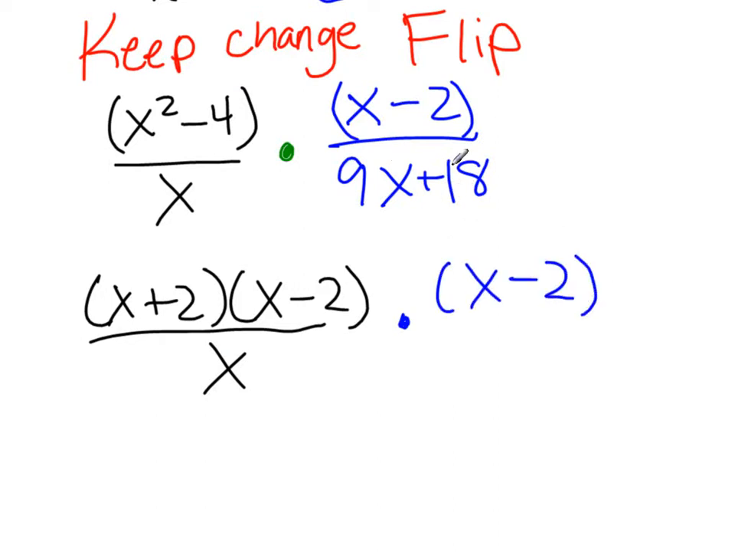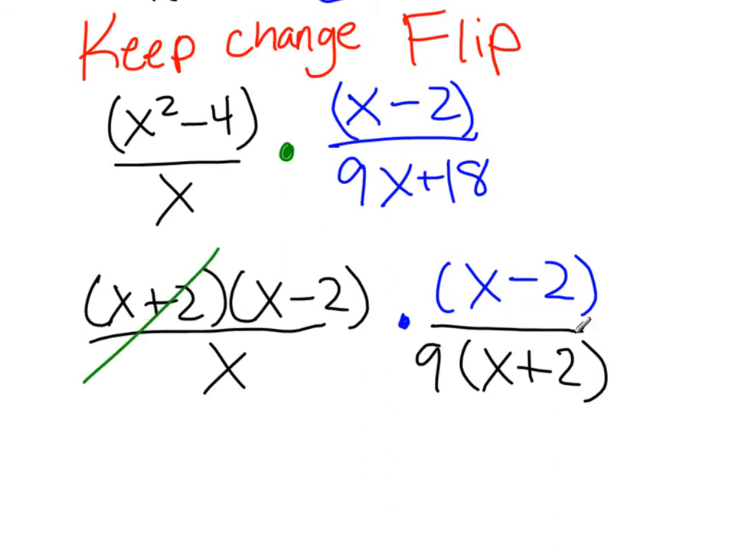In the bottom for this guy, we have a GCF, and 9 can be factored out. Left behind is an x plus 2. Now we're going to cancel out anything that's the same in top and bottom. The x plus 2's are the same. And actually that's it that they share in common.